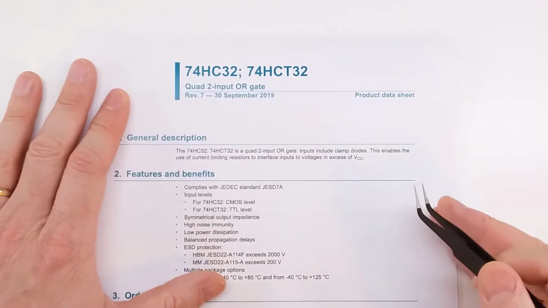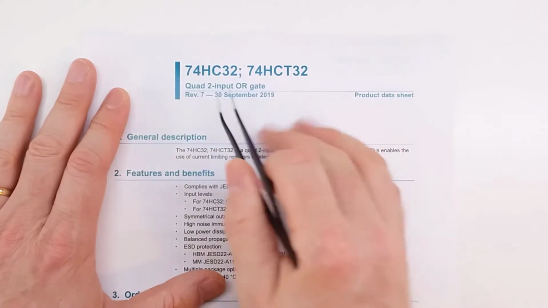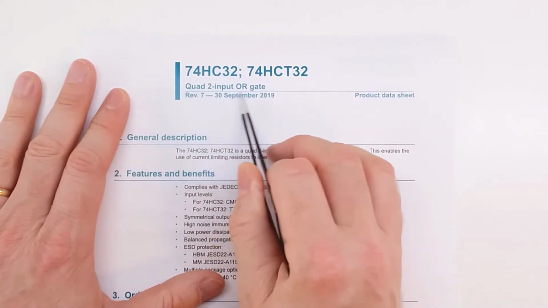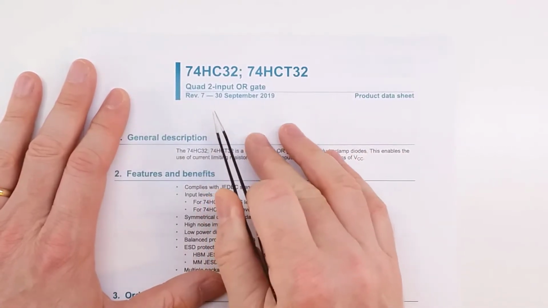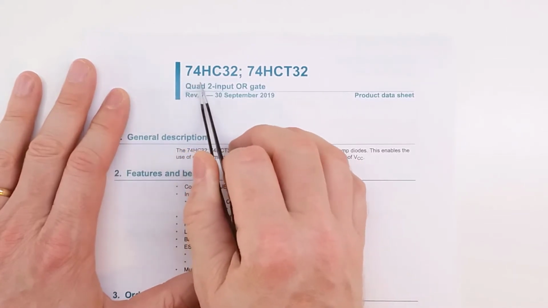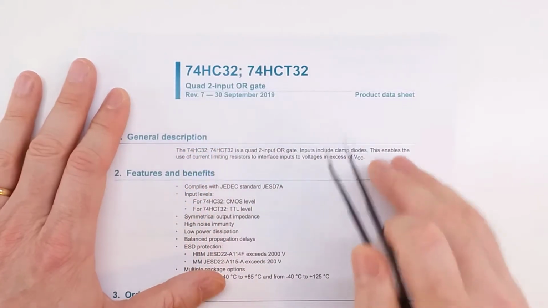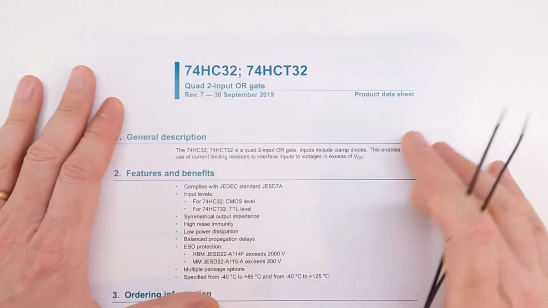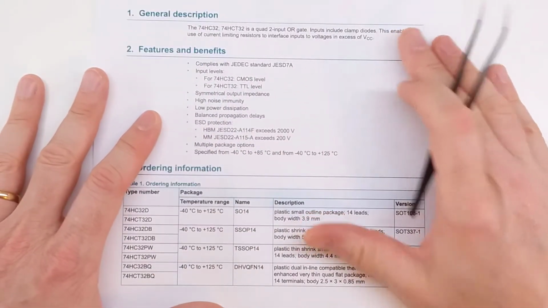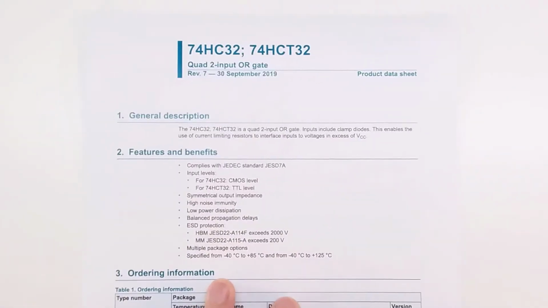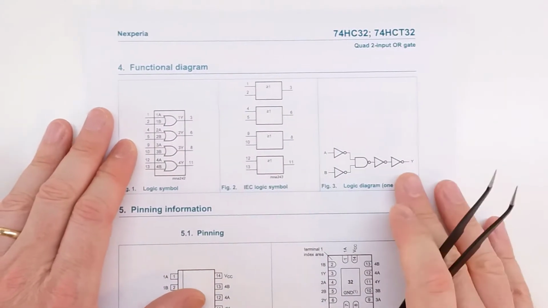I printed out a couple pages from the data sheet that we're going to take a quick look at. This is going to be the quad 2 input OR gate, and this is the one that I'm going to wire up today. It's the 74HC32 is the chip number. And as I mentioned, it's pretty straightforward. It's just an OR gate.